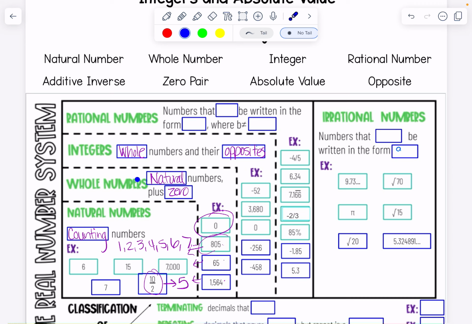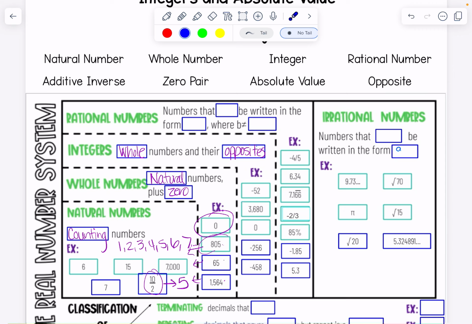So all of these whole numbers are going to be integers. So 6 is an integer, 15 is an integer, 0 is an integer, but now also their opposites, like -6, -15, -52, -256, -458. Again, this example here, 3,680. Technically that's an integer, but its most specific category would be a natural number.